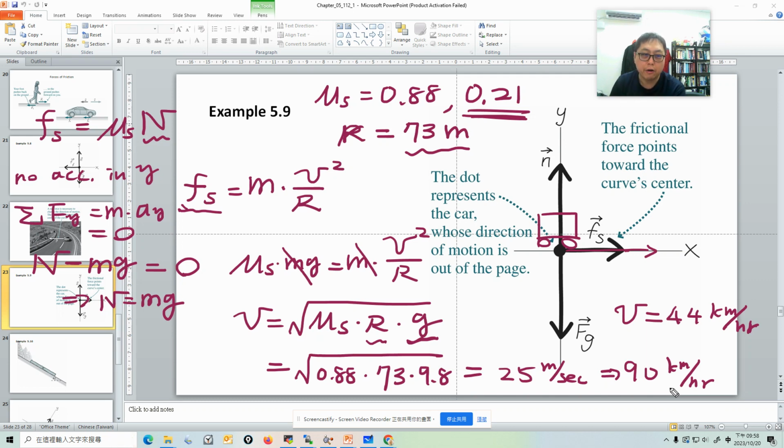Okay, so that's a very simple example for friction, and also how friction helps the car turn. The friction provides the centripetal force. And it's a very simple calculation because this is on a plane surface, not on a banked corner. If this problem is on a banked corner, the problem will become more difficult. So I will demonstrate that example in the next video.